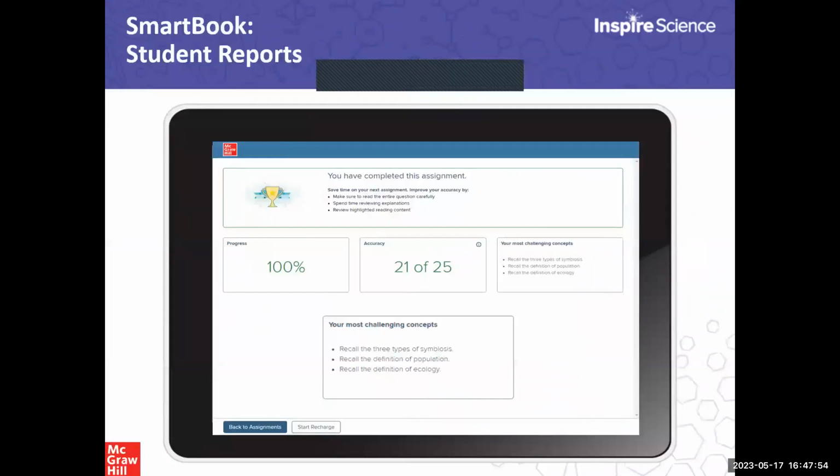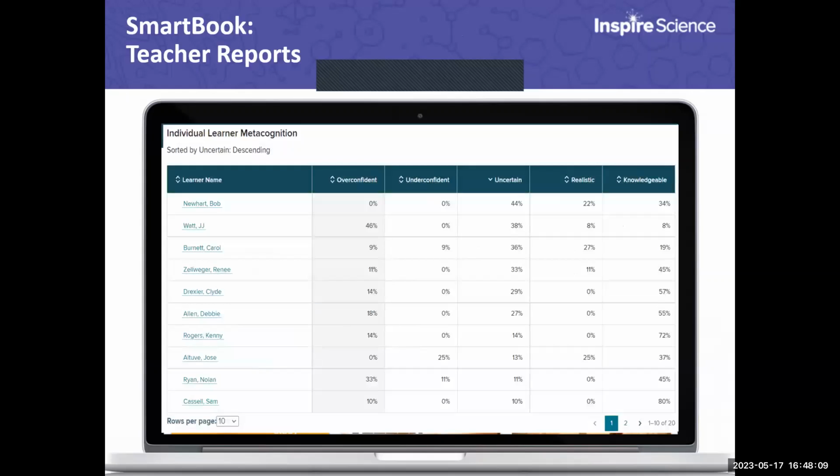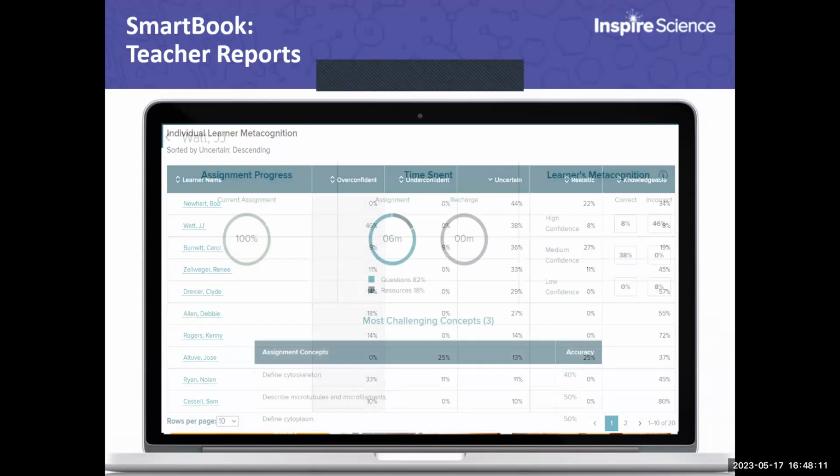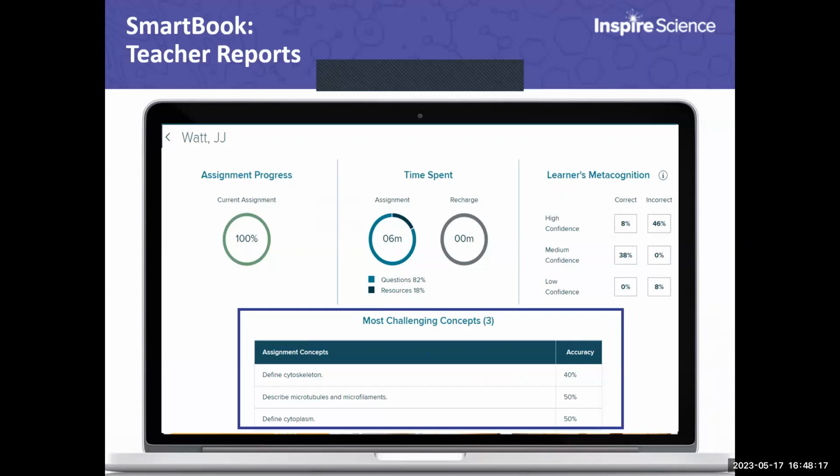And as a teacher, I can jump in and see students' most challenging objectives based on how they performed on this assignment. What else can I see? I can see reports where students are confident and weak or overconfident. It gives me metacognitive reports, not just by class, but also by individual students. I can see how individual students are performing.